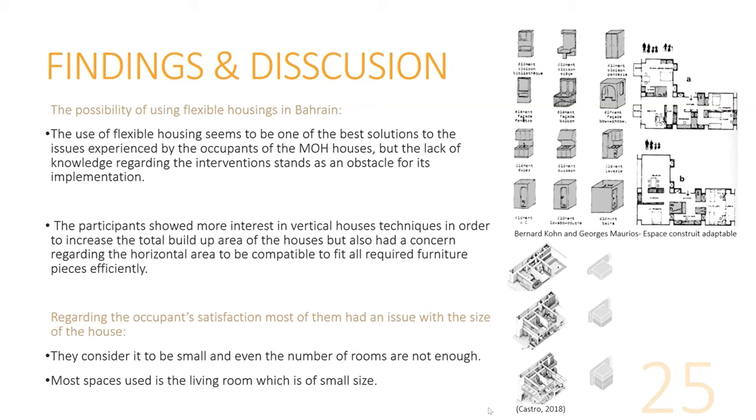Regarding the occupant satisfaction, most of them had an issue with the size of the house. They considered it to be small, and even the number of rooms was not enough, since the average number of bedrooms of the MOH housings is 5, and most family members, average Bahraini families, are up to 6 family members. Most spaces, such as the living room, were also too small to fit the furniture.